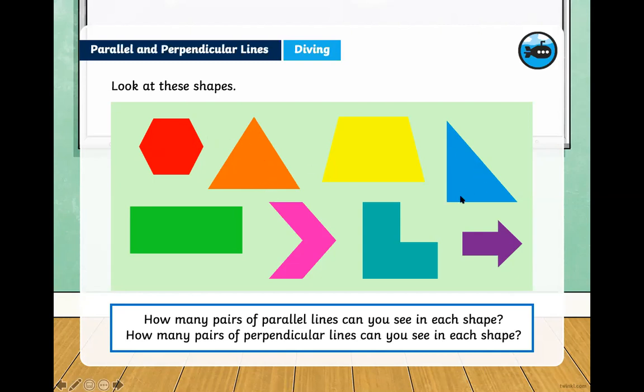But this one, look at that. That's a lovely right angle there. That's 1 pair of perpendicular lines. And our rectangle, or hopefully you remember a rectangle, we have 4 right angles. So we have 2 pairs, in fact, 4 pairs actually. 1, 2, 3, 4 pairs.